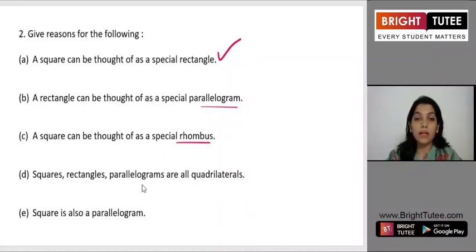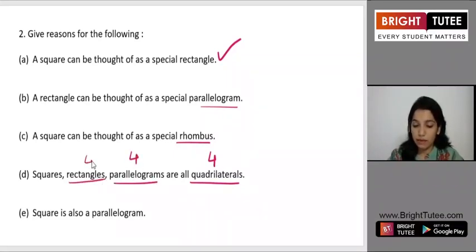Squares, rectangles, parallelograms are all quadrilaterals. Is that true? What is the property of a quadrilateral? It just says that if you give me a closed shape with four sides, I'm good to go as a quadrilateral. And yes, that's true for a parallelogram. It has got four sides. Rectangles have got four sides and a square has got four sides as well. So yes, the reason behind this particular statement is that all these shapes, that is square, rectangle, parallelogram, all have got four sides. Therefore, they are all quadrilaterals.